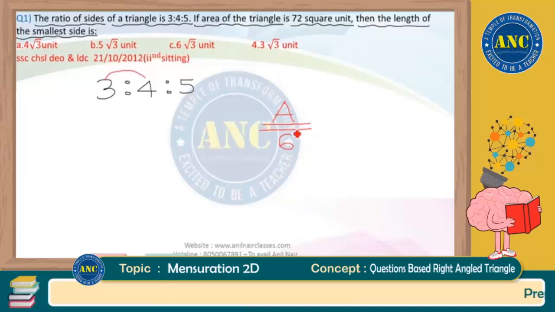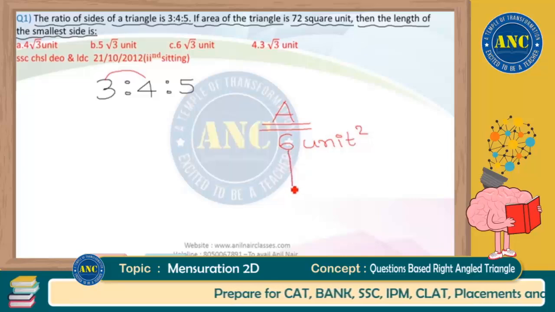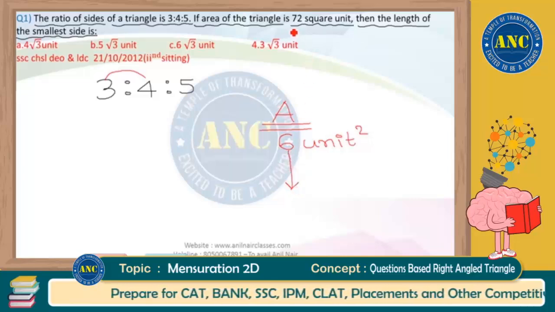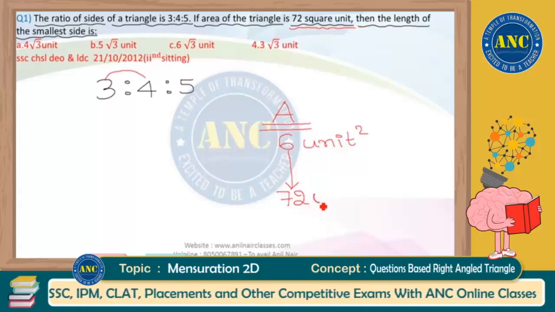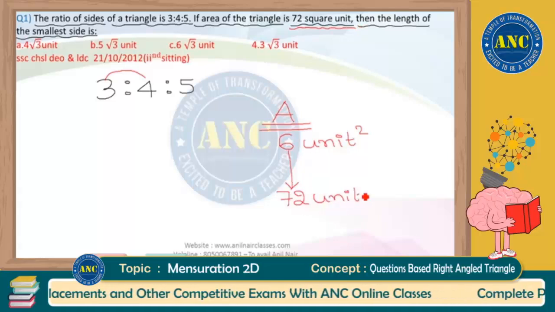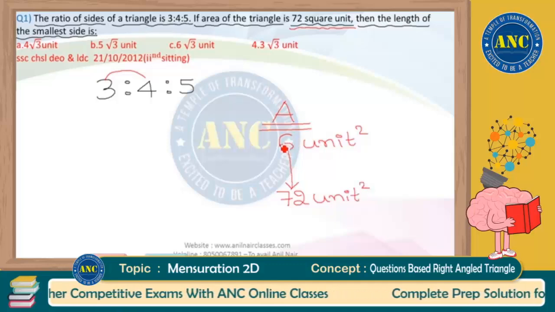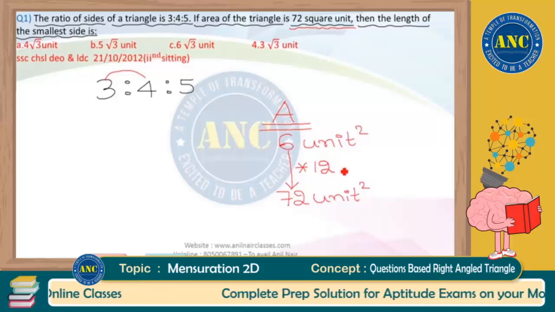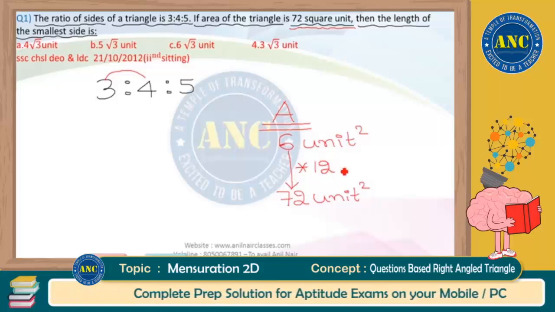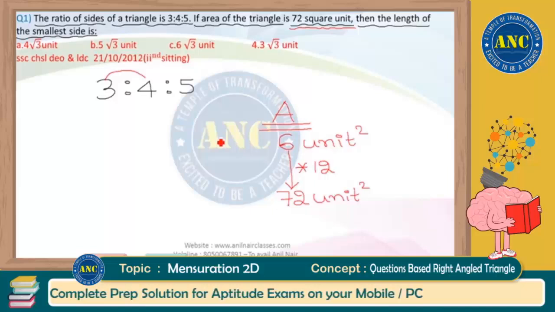That means according to the ratio, area is 6 unit square. But the question says area is 72 unit square. According to the ratio, it is 6. According to the question, it is 72. 6 is becoming 72. 6 into which number is 72? 6 into 3 is only 18. Sorry, 6 into 12 is 72.